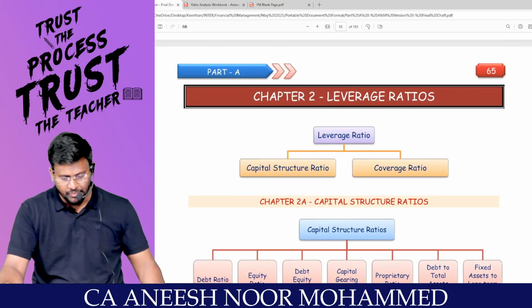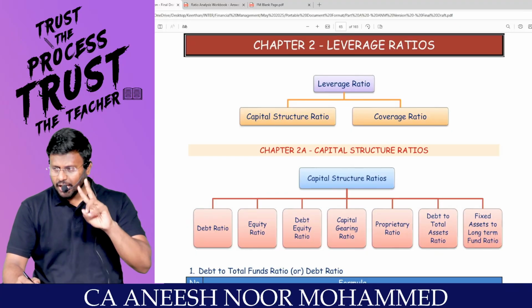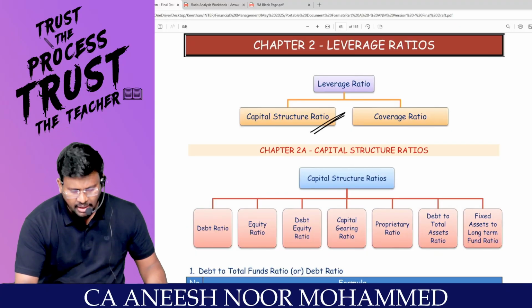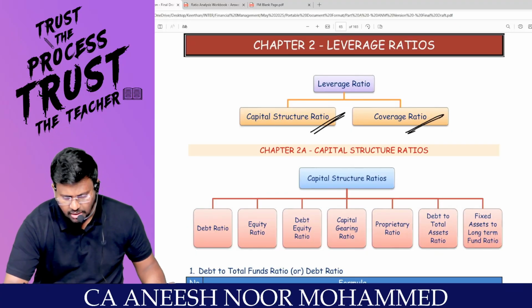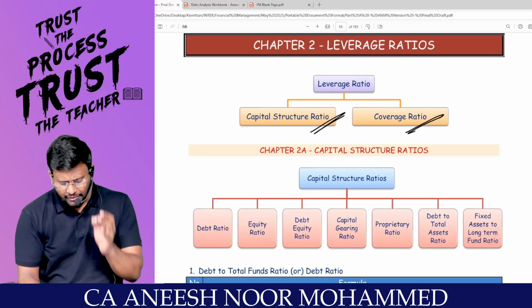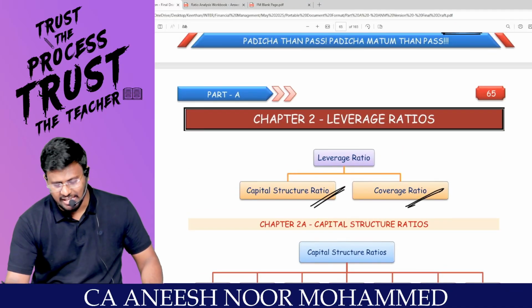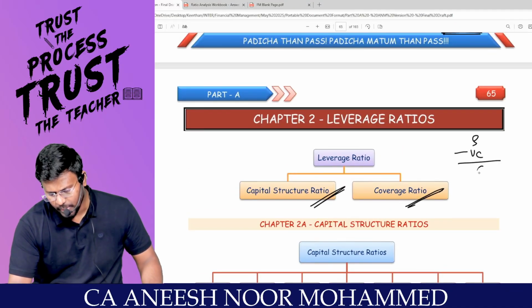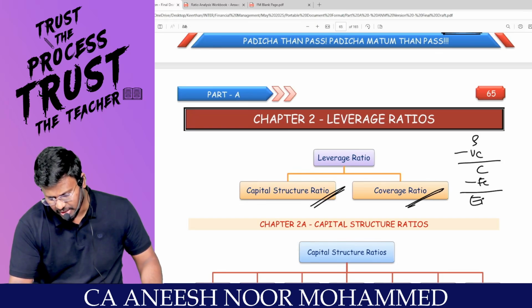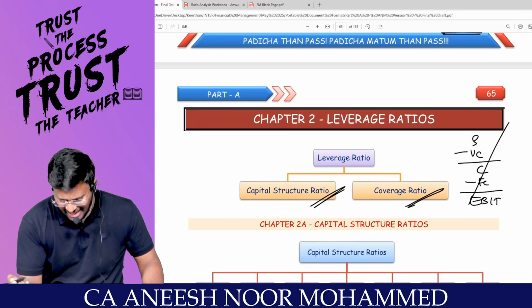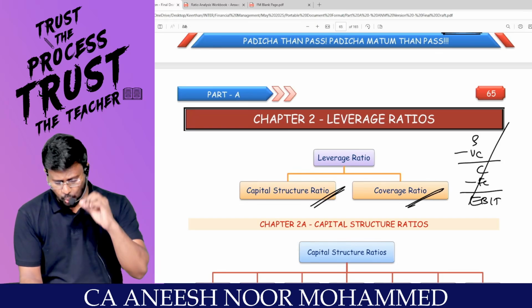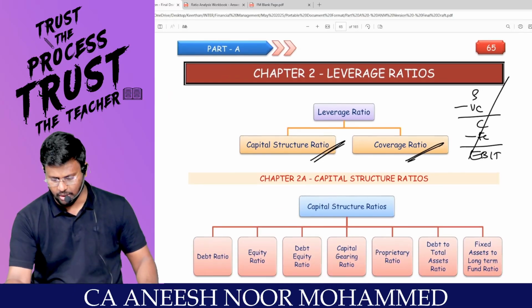I am coming to the leverage ratios. There are two types of leverage ratios: capital structure ratios and coverage ratios. Because leverage, as we already discussed in the last session, is sales minus variable cost, contribution; minus fixed cost, EBIT. Actually, the analysis from sales to EBIT is the costing subject. Are you really with me?